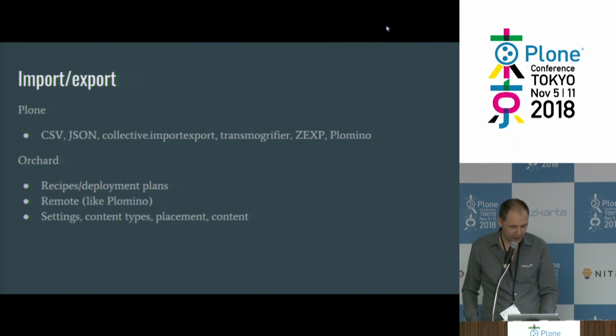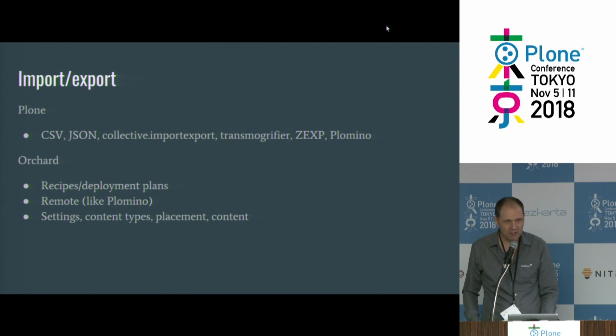So to start with import-export, in the Plone world, it's a very, very patchy situation. There are CSV solutions. There are ones that are built around JSON. There's Transmogrifier. Is it really import-export, or is it more of a migration tool? There is database level dumping of pickles. There's Plomino, which had a bunch of very nice ideas where you could, for example, replicate Plomino content between different sites.